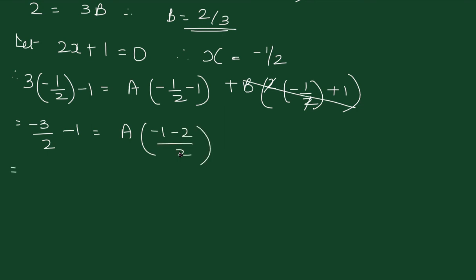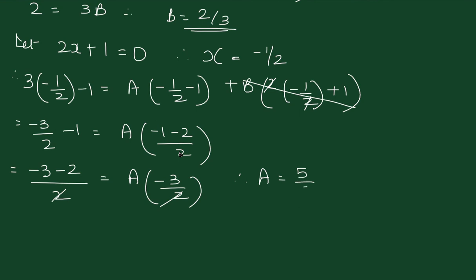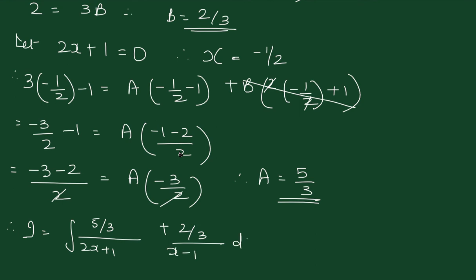We can equalize the denominator still further. Over here also. Now the 2 goes away from both the terms. Therefore, we get a is equal to 5 by 3. So, a becomes 5 by 3. So, therefore, our integral is going to become the integral of 5 by 3 upon 2x plus 1 plus 2 by 3, because b is 2 by 3, upon x minus 1 dx.